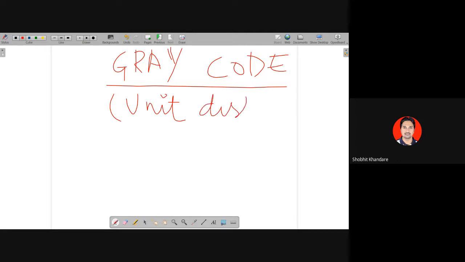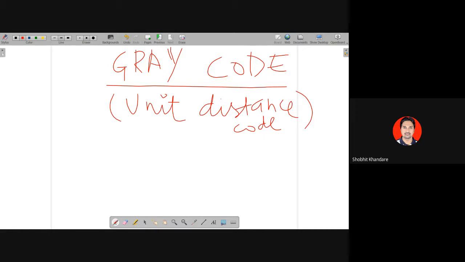I want everyone to write this. Write down the gray code as a heading, and write down in the bracket that it is also called a unit distance code. Why it is called a unit distance code, you will understand when you find out the gray code for each and every decimal number.